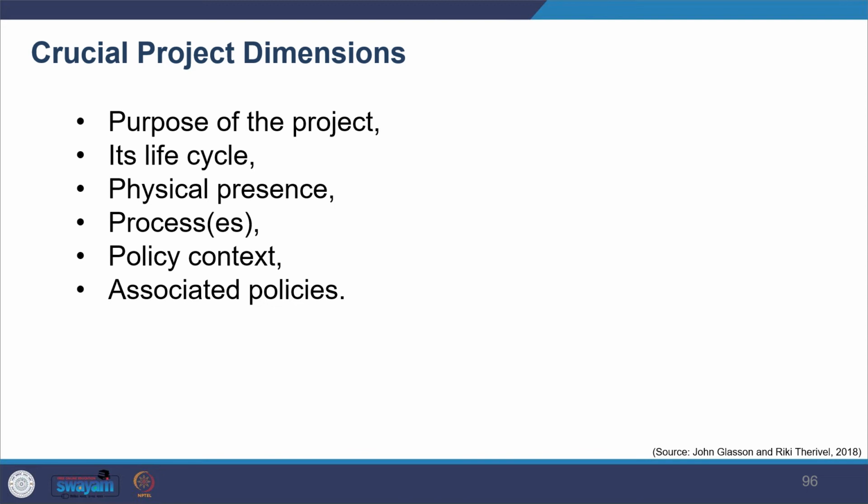In an EIA report, you are required to give the project dimensions in detail. A project has many dimensions, like what the project is being done for, what the life cycle of the project will be, 60 years, 70 years, 100 years or so, what the physical presence of the project will be, what the process involved is, under which policy context it has been done, and what the related policies with that project are.